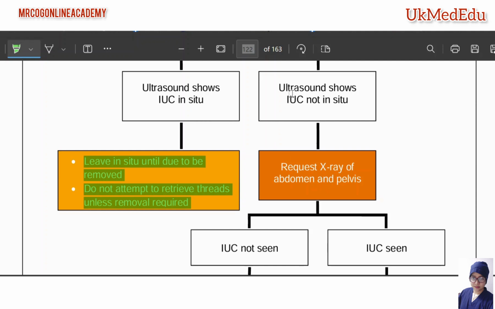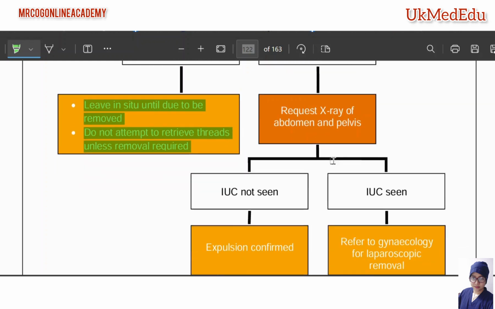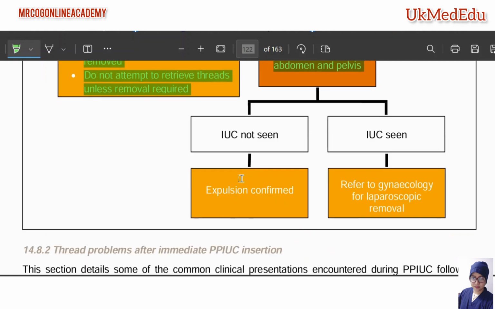If the intrauterine contraceptive is not seen on ultrasound, this means we need to think deeper. We now request an X-ray of the abdomen and pelvis to check if the device is still inside the body or has been expelled. So, the next step is X-ray of the abdomen and pelvis. If the X-ray doesn't show the intrauterine contraceptive, this confirms that the device has been expelled.